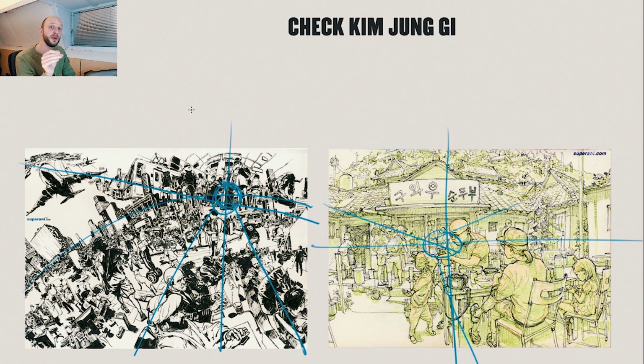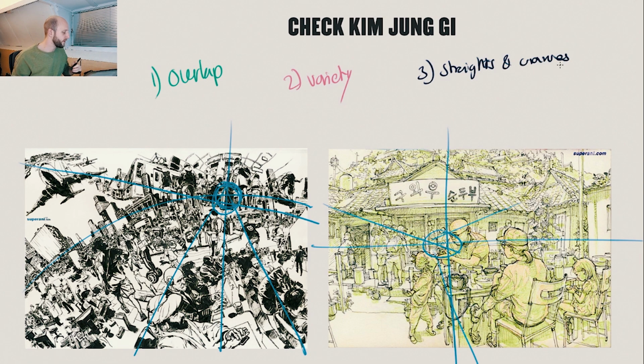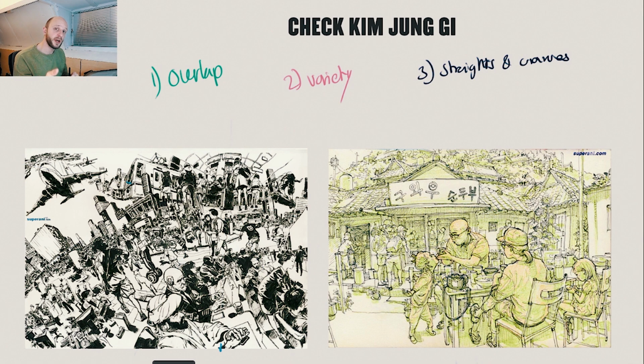Now, what are the three U's that we should apply in one-point perspective? Overlap, variety, straights and curves. All right, so let's take them one by one and see how he's using them in these drawings. So let's start with overlap.